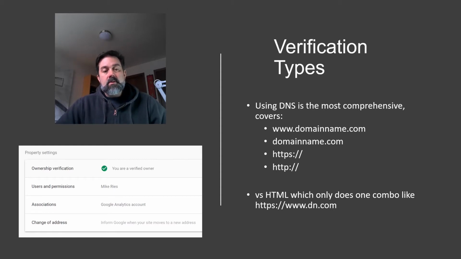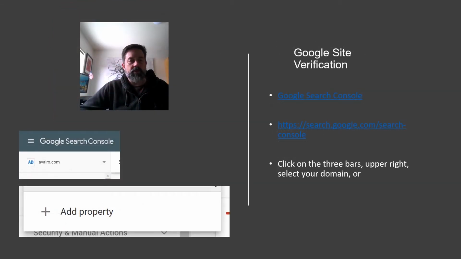HTML will only verify one combination, such as https://avairo.com versus https://www.avairo.com. It would actually treat those as two different ones. So in most cases, you'll want to choose the domain name verification or DNS verification instead. We know that you want to be a verified owner and we want to use the domain name or DNS verification method. So let's get that started.